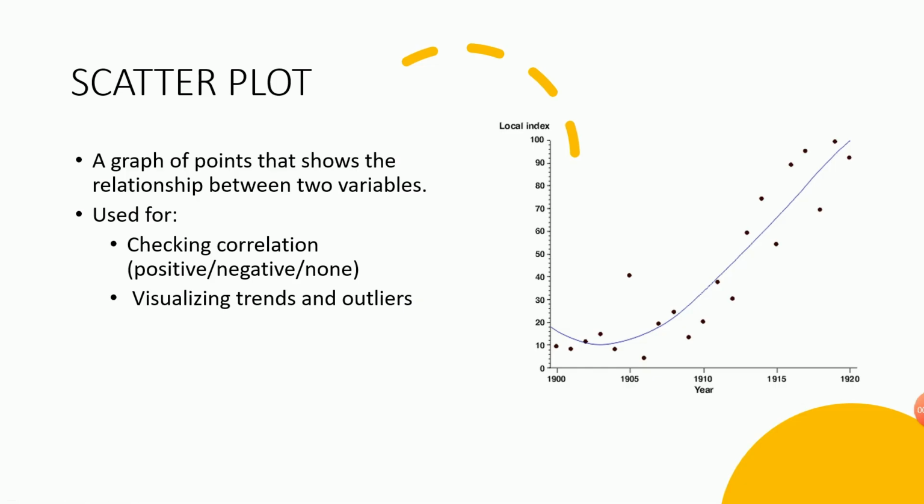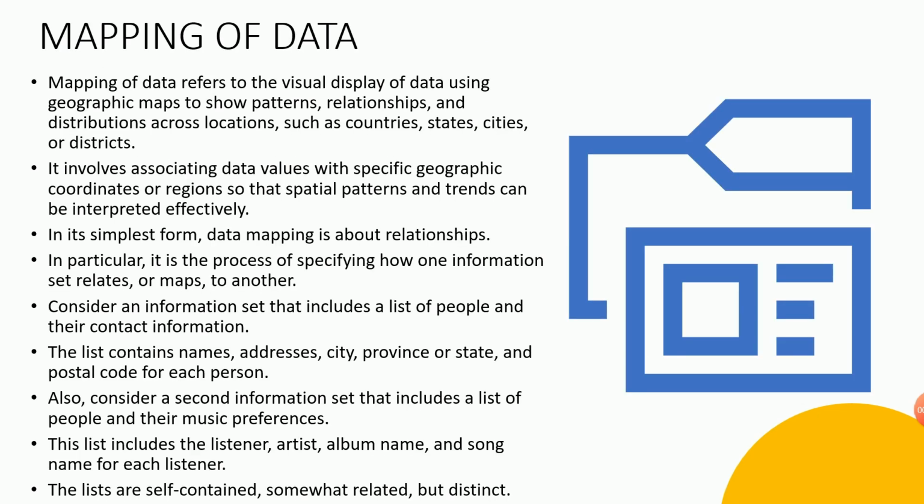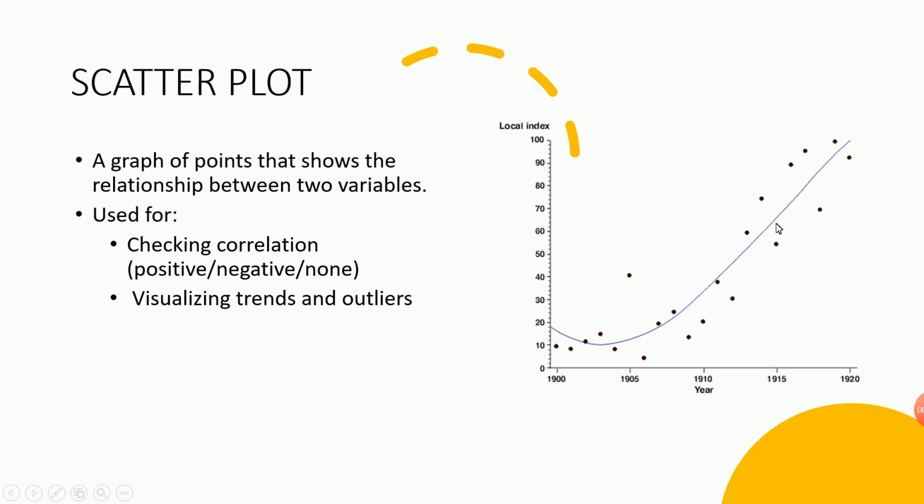So these are the different types of plot in graphical representation. Now comes mapping of data, or data mapping. So what is mapping of data? It is the visual display of data using geographic maps to show patterns, relationships and distribution across locations such as countries, states, cities, whatever. It involves associating data values with specific geographic coordinates or regions, so that the spatial patterns and trends can be interpreted effectively. So like this.